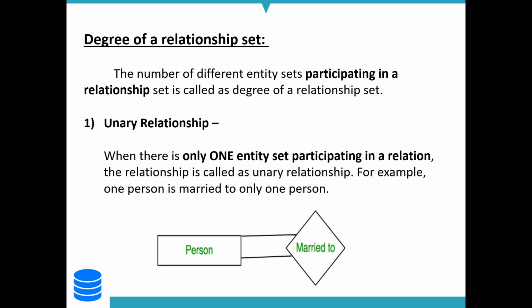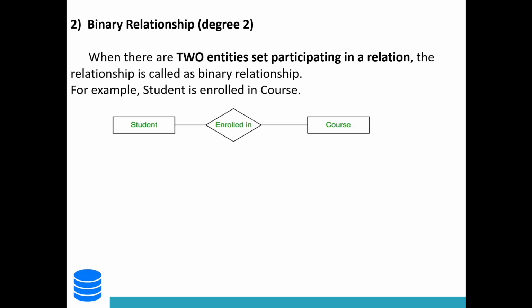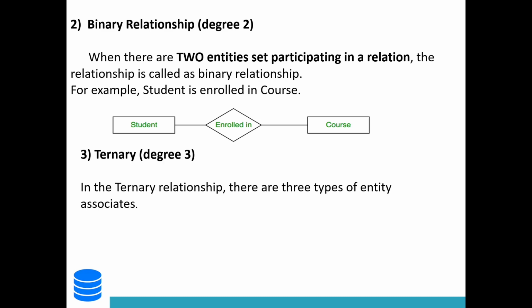Okay, degree of relationship. The number of different entities participating in a relationship is called the degree of relationship. A unary relationship is when only one entity participates in the relationship. For example, one person is married to only one person. Binary relationship: when two entities participate in a relationship. Here, students enrolled in more than one course at the same time is a binary relationship.